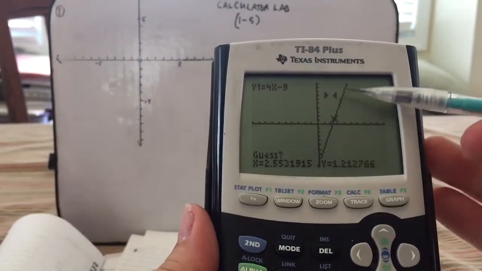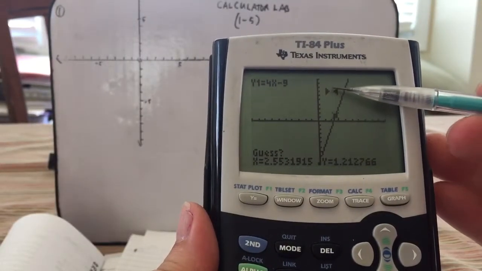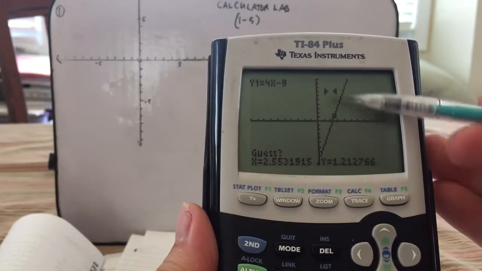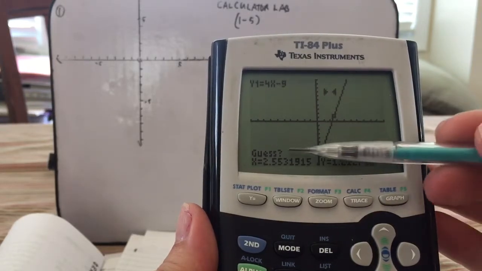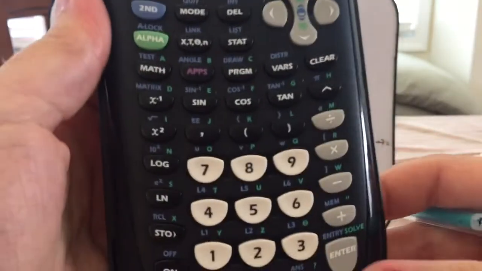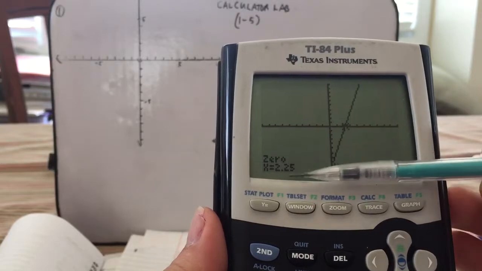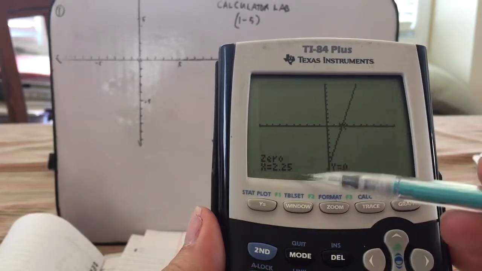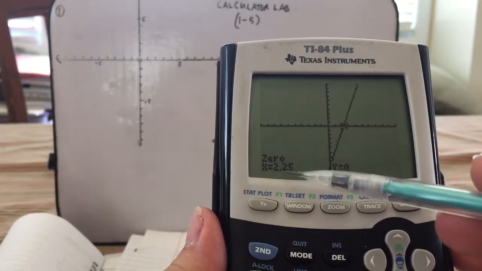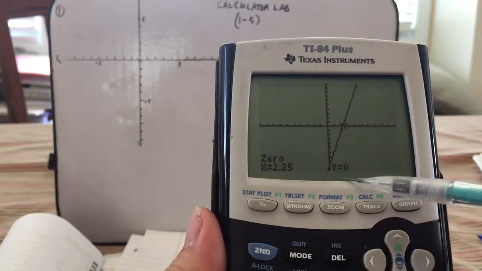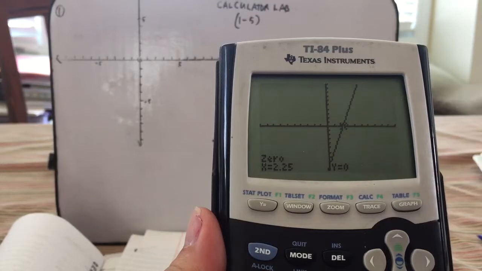And now notice up here, I see these 2 arrows. The calculator understands that I am looking for a 0 between these 2 spots. And whenever it says guess, just enter it again. It's going to round off my answer. But it gives me an exact answer here because it is a rational number. So my 0 is at x equals 2.25, y equals 0. Oh, that makes sense because look, y equals 0.